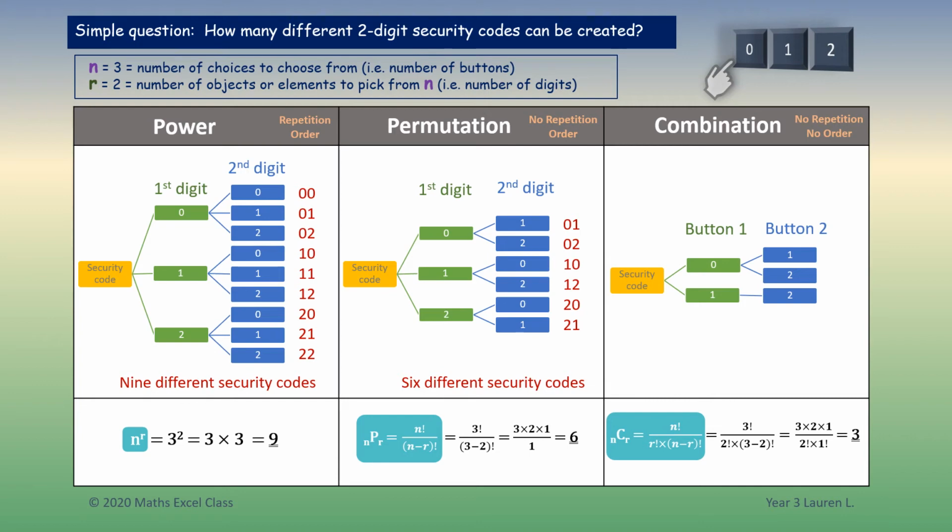There are 3 different security codes we can make in combination: 0 and 1 or 1 and 0, 0 and 2 or 2 and 0, and 1 and 2 or 2 and 1.